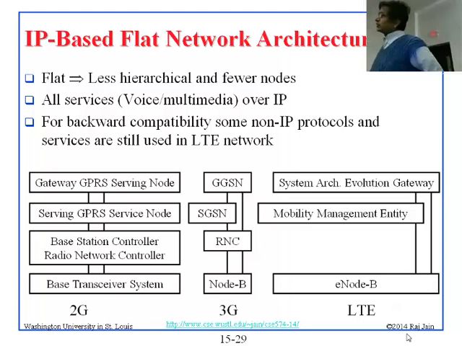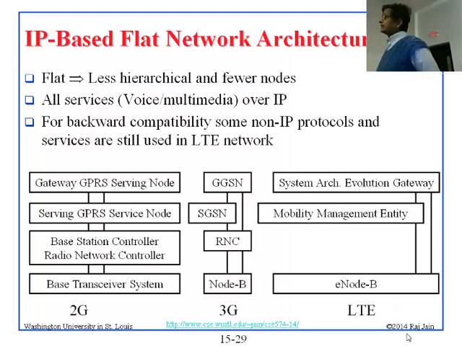So this is 2G, and if you remember 2G, we had plotted it horizontally like this. You had a base transceiver system connected to base station controller, connected to whatever. And then when the GPRS came along, we put the GGSN and SGSN nodes. So this is showing GPRS, and then we put what we call radio network controller, RNC. So this is 2G or 2.5G right there.